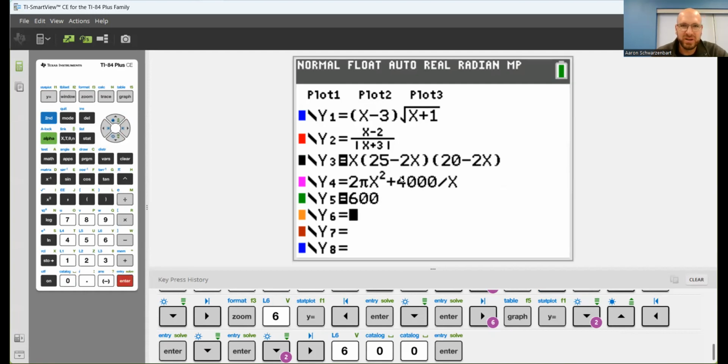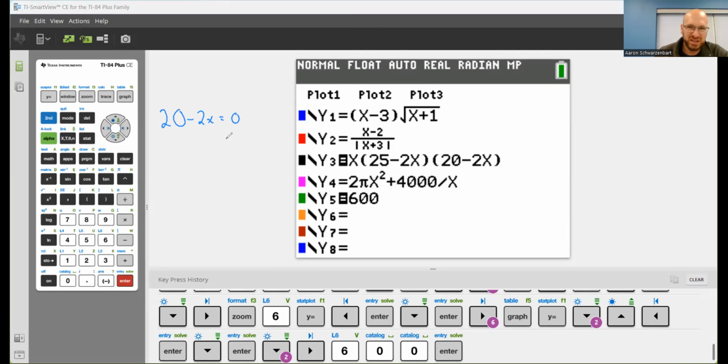When I'm thinking about my domain here, 20 minus 2x is a width dimension. It cannot be less than 0. So the smallest it could ever be is 0. The length dimension could be a little bit longer, but then you'd have a negative width, and that doesn't make any sense. So this happens when x equals 10. So I'm going to think about that when I set up my window on my calculator.